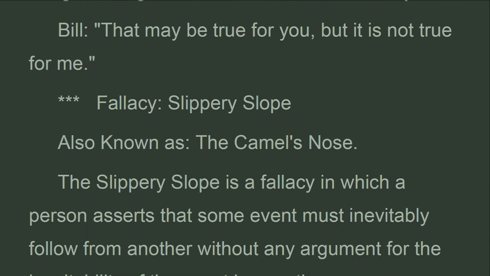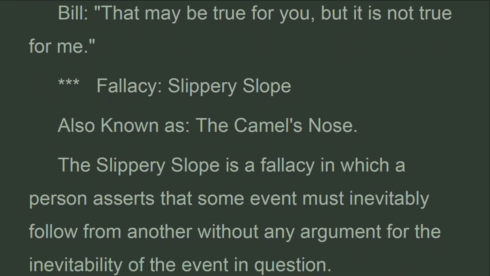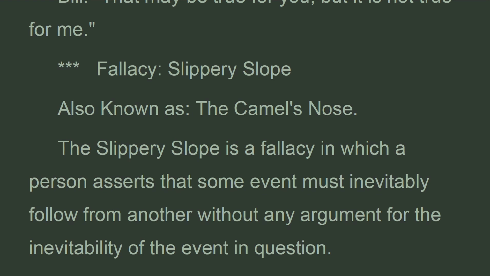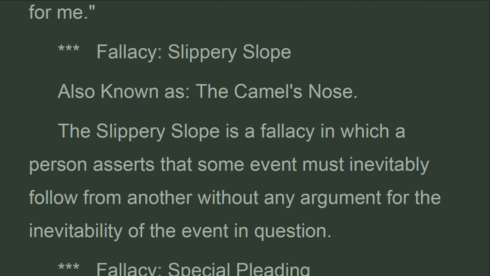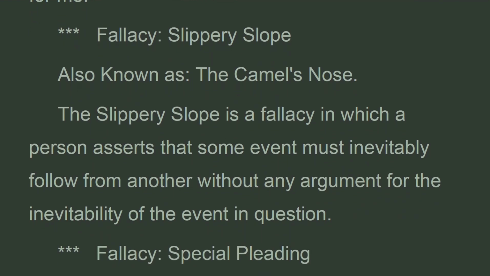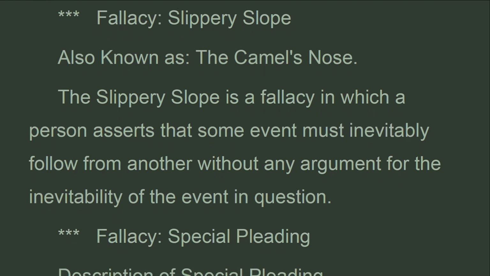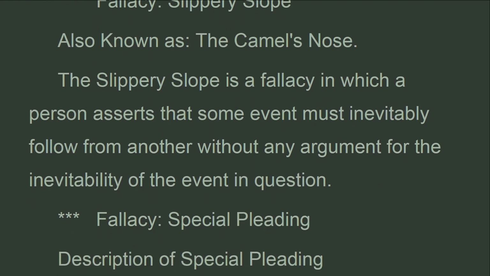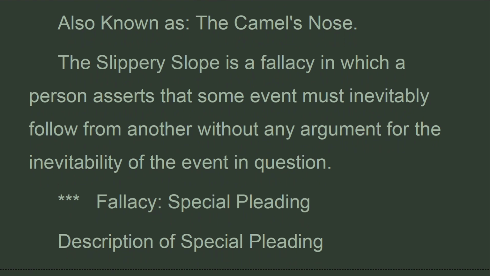Fallacy: Slippery slope. Also known as the camel's nose. The slippery slope is a fallacy in which a person asserts that some event must inevitably follow from another without any argument for the inevitability of the event in question.